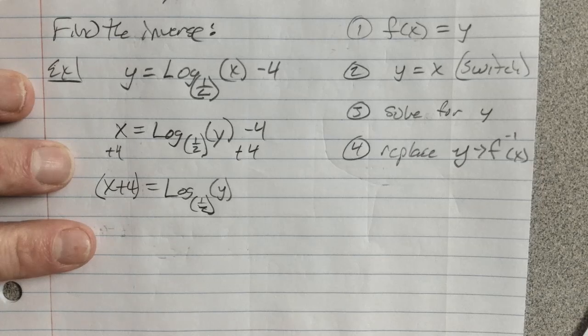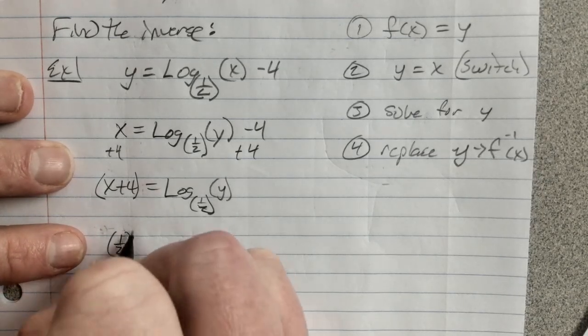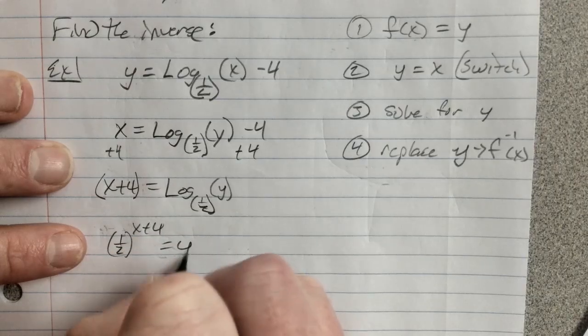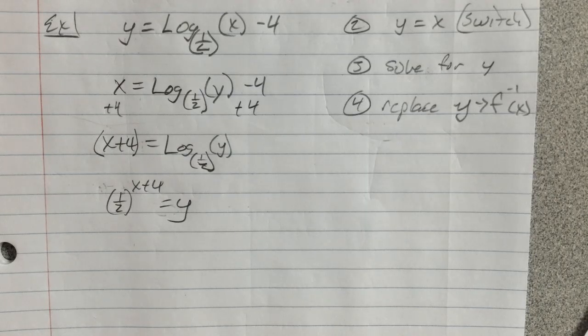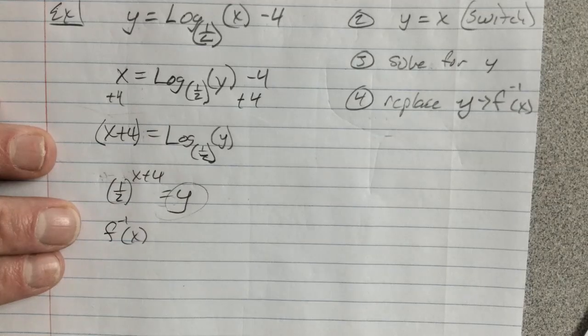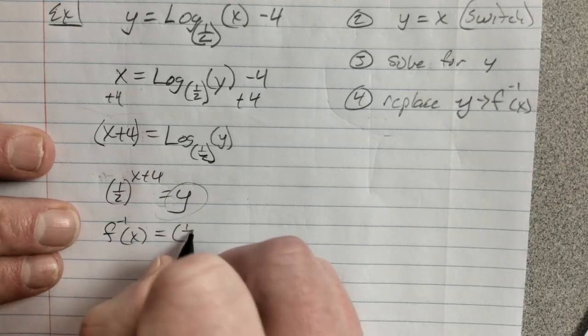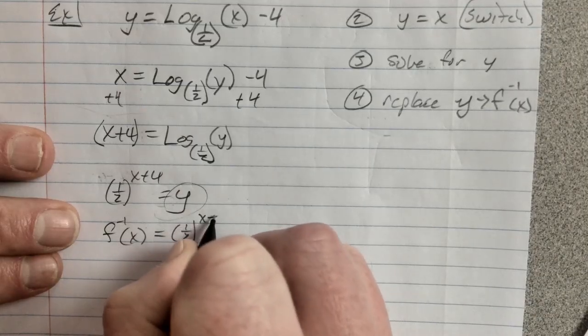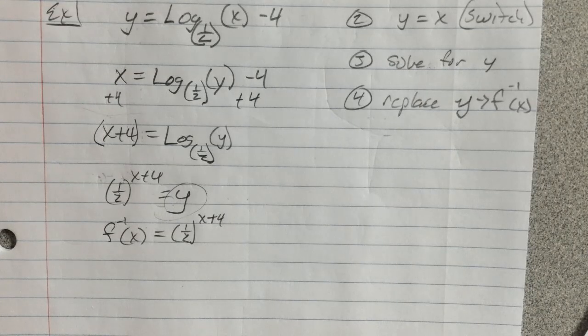What do we get? 1/2 to x plus 4 equals y. Is y by itself? Yeah, now y is by itself. Great job. So I can replace the y with f inverse of x, and it becomes 1/2 raised to the x plus 4 power. Really, really good job.